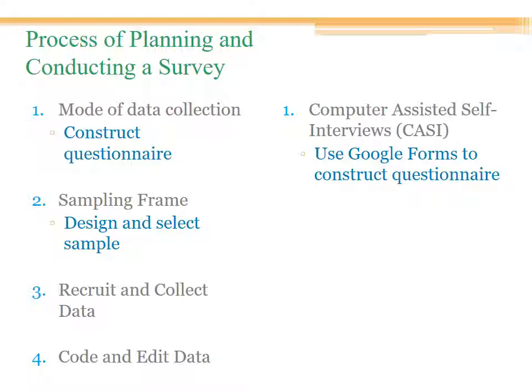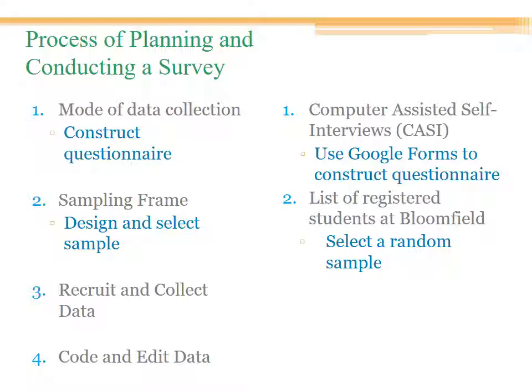Since our population is Bloomfield College, our sampling frame would be easy to find. We would ask the registrar for a list of all registered students at Bloomfield College. Registrar would only give it to us if we actually had a real research proposal and an IRB approval. They don't hand out a list of registered students this easily.